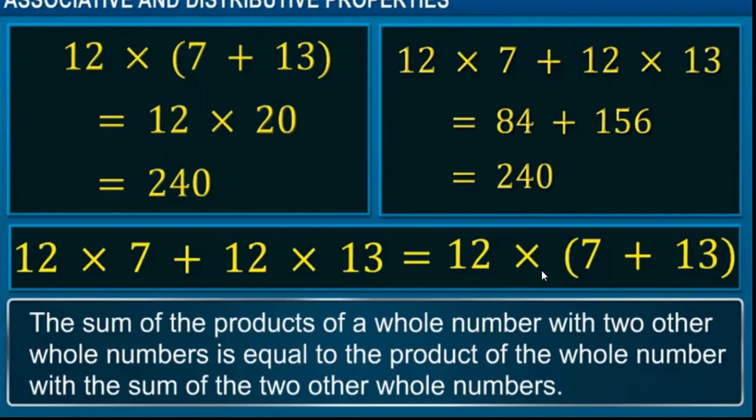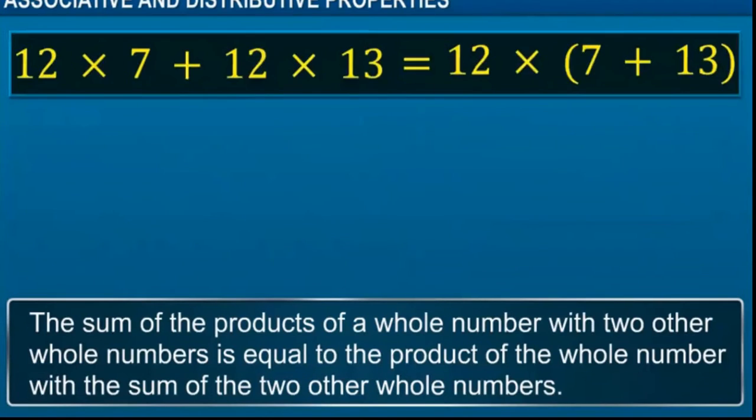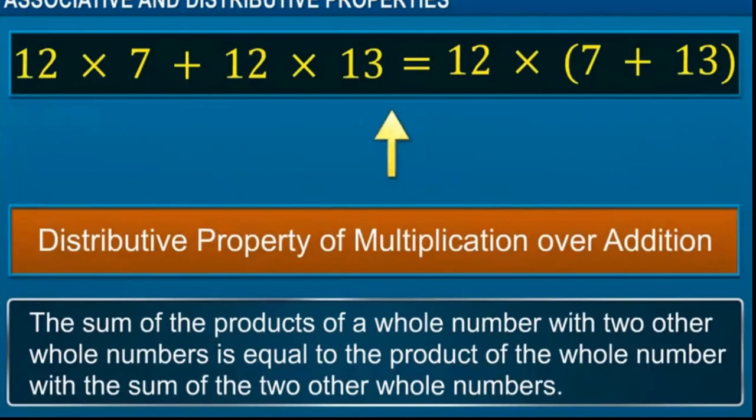Okay, so this is called distributive property. I hope all of you have understood. You can just write it down. ഇത്രയും കാര്യങ്ങൾ നിങ്ങൾക്ക് നോട്ട്ബുക്കിൽ എഴുതാം. Number with the sum of the two other whole numbers. This is called the distributive property of multiplication over addition.